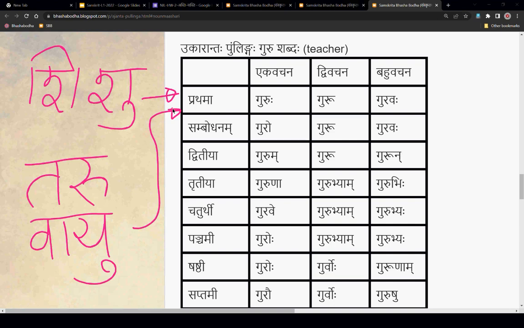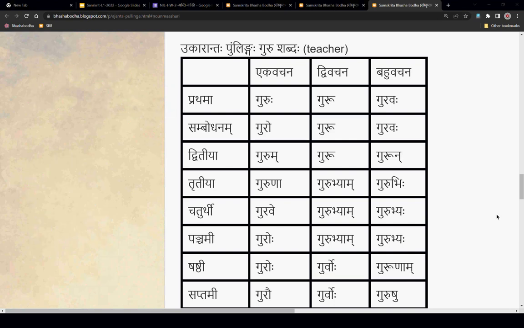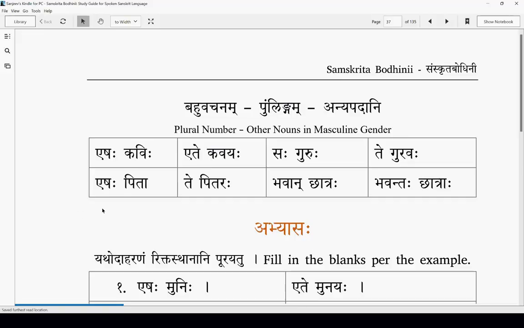Madhu is also possible, right? Madhu for nectar. No, Madhu doesn't come here. Madhu is a Napunsakalinga word. It has different forms. Okay, let's move forward.